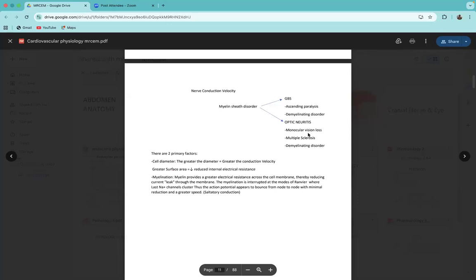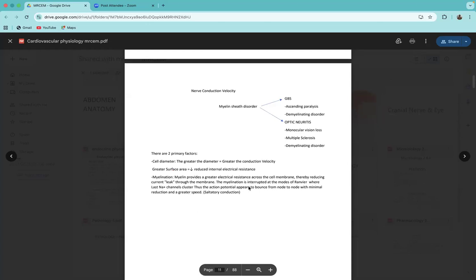On the other hand, if there is greater surface area, there is reduced internal electrical resistance, right? So if there is reduced internal electrical resistance, there will be more flow as well. Myelination, we all know, occurs in the nerve fibers, and myelin provides greater electrical resistance across the cell membrane, thereby reducing the current leak through the cell membrane.